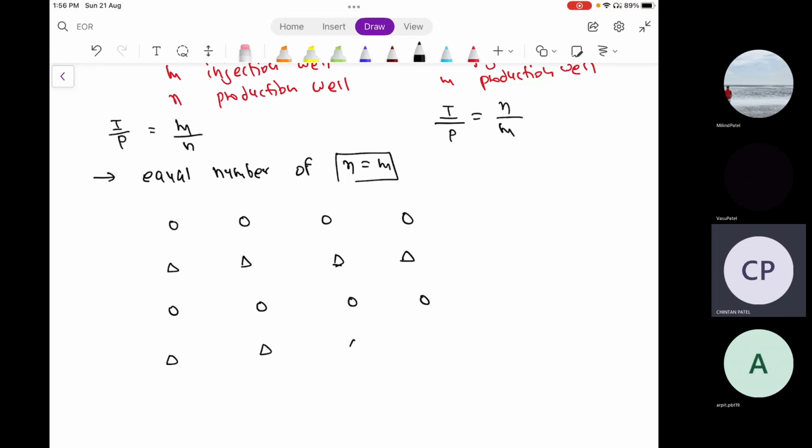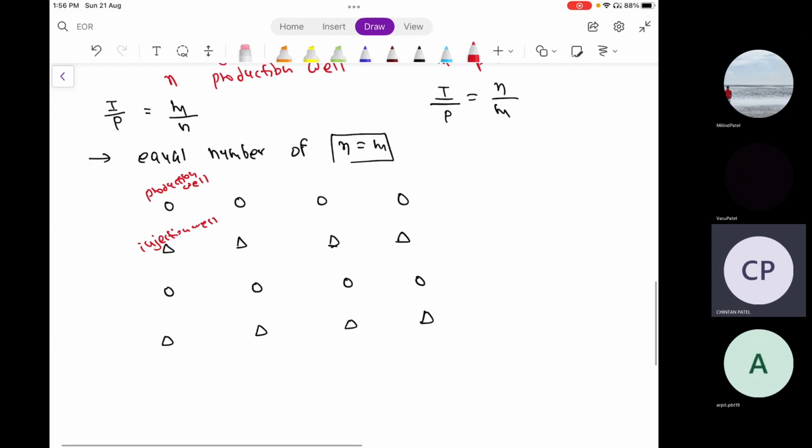So for each production well, or for each injection well, we have a substitution for that in the second line. That means if we have a production well, then the next line will be injection wells. All are in the same column as well. The distance between two consecutive injection wells and the distance between two consecutive production wells are equal, as well as the distance between production well and injection well.